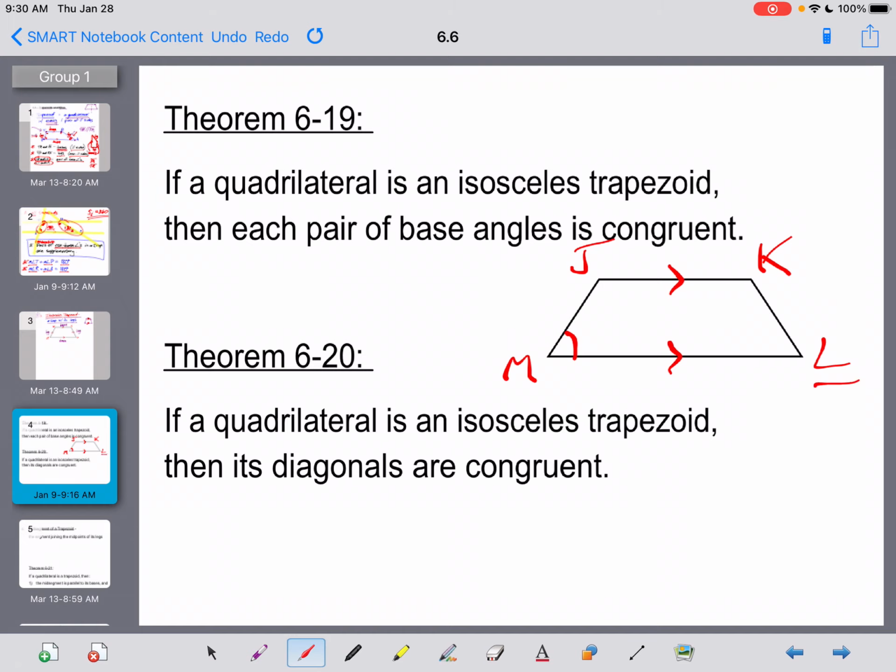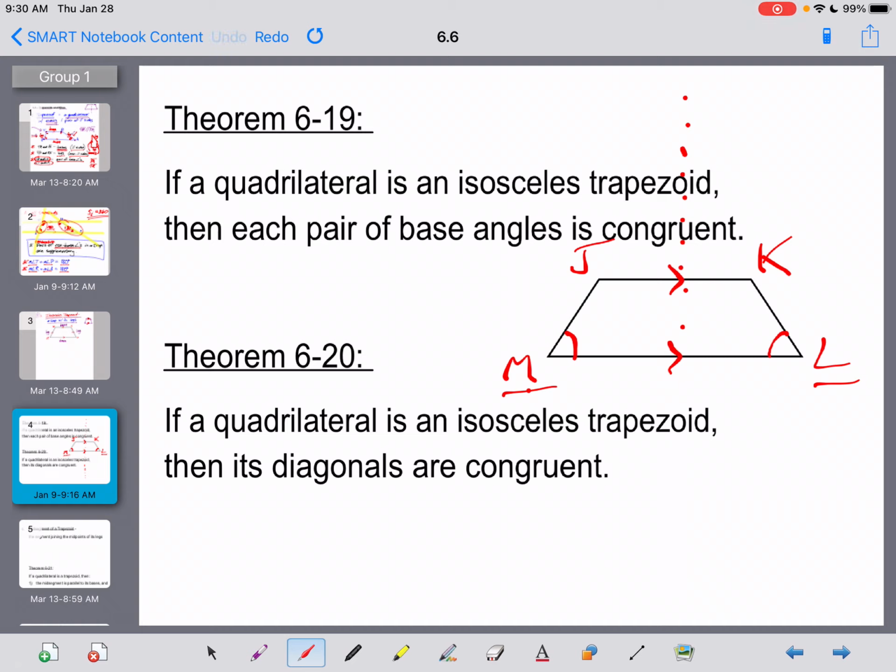L is the other base angle with angle M. And this theorem tells us that those two base angles would have to be congruent to each other. That's not usually one I have to work real hard to convince people is true. This one kind of passes the eye test, everybody. You can look at that and go, oh, yeah, M and L look like they're pretty much the same. Again, because of the symmetry that an isosceles trapezoid possesses. You could just fold this thing over that dotted line right there, and it's going to match up perfectly.